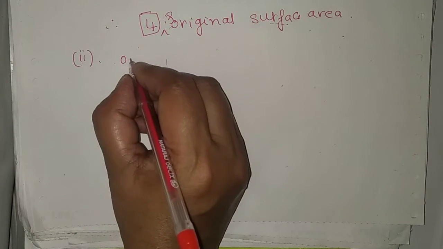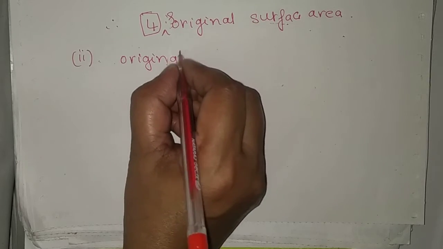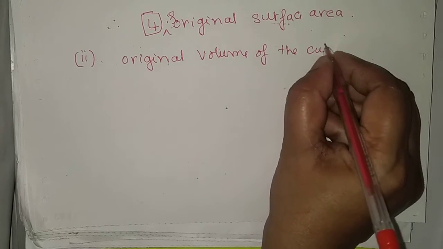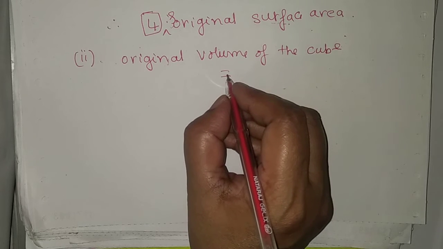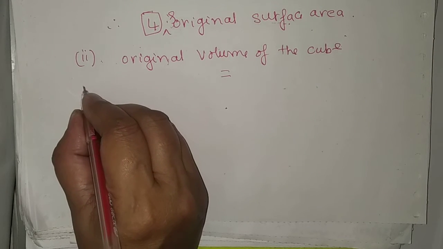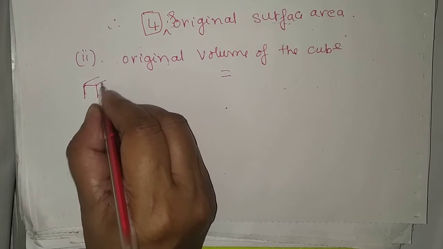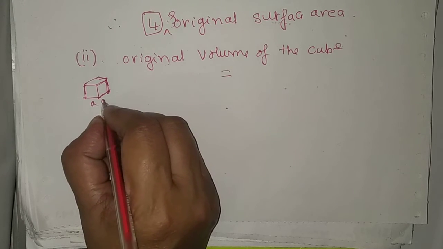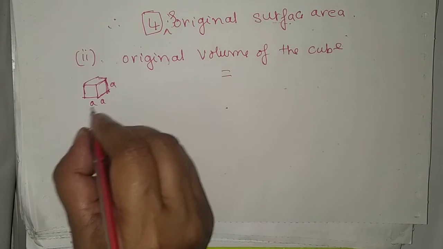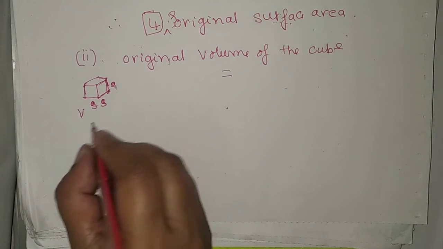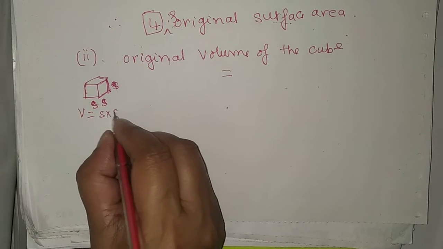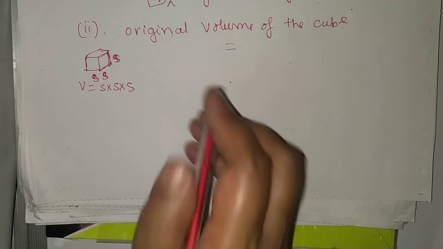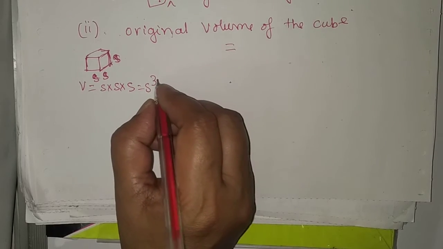the original volume of the cube. Volume we will take, if we consider this as the cube, so consider this one roughly as a cube, A into A will be the volume, or you take side, volume will be side into side. So now this will become s cube.